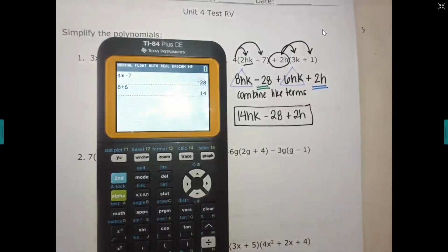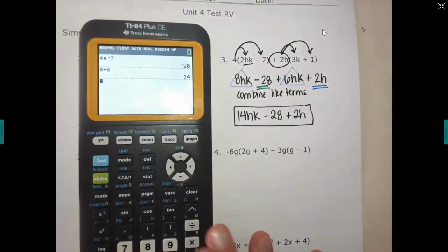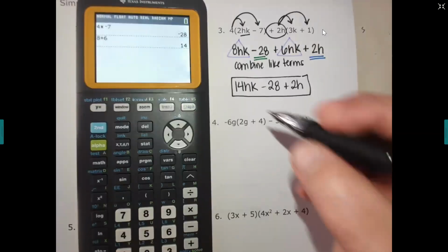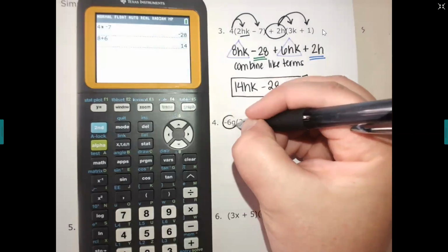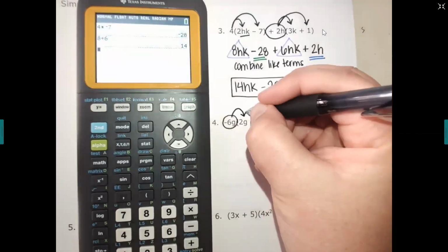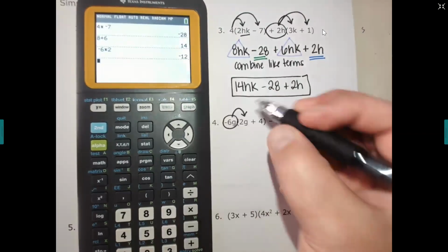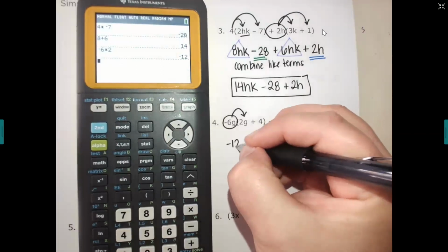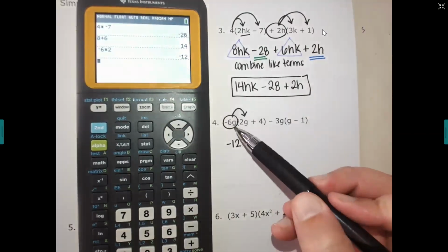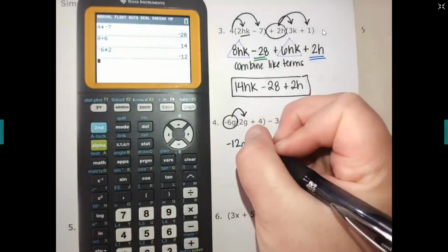Okay, let's go down, take a look at the question right below it. Question right below it, we have a -6g on the outside, so we're going to distribute that into the parentheses. Remember, numbers with numbers, so that'd be -6 times 2. That gives me a -12. And then if I have a g times another g, that's going to make it g squared.